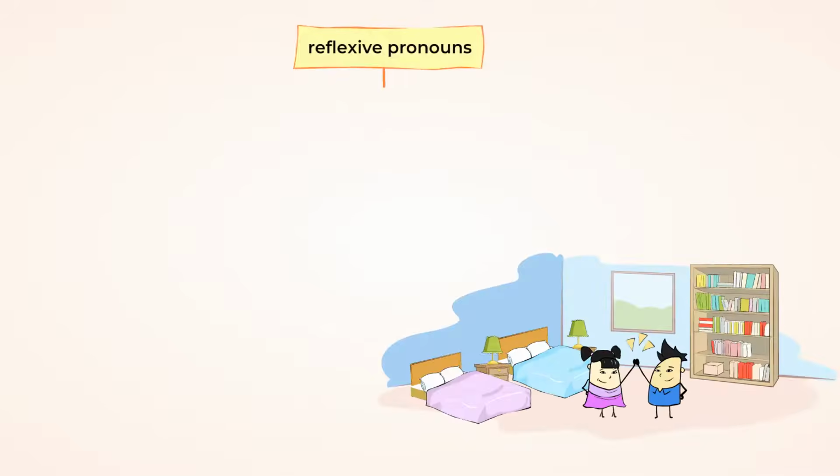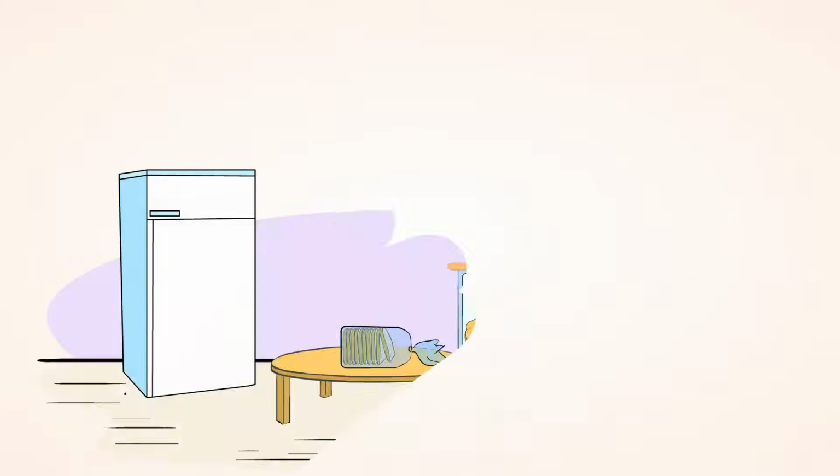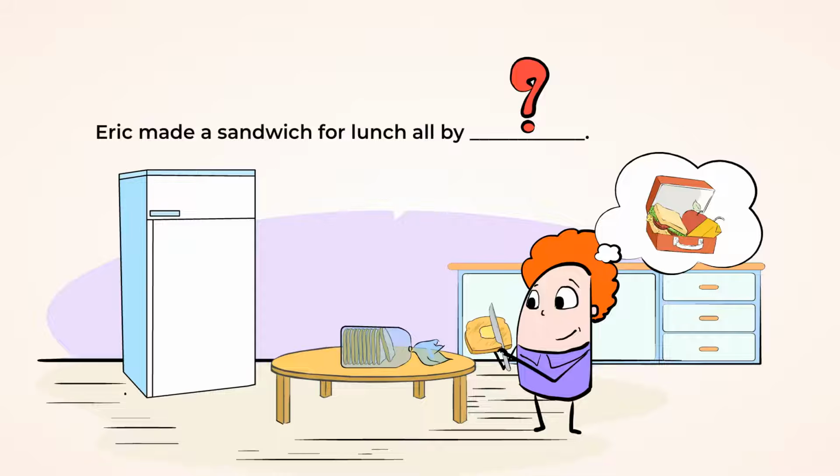We can also use reflexive pronouns to show we can do something without help by using the word by. I wrote this story all by myself. They cleaned their room by themselves. What is the missing word in this sentence? Eric made a sandwich for lunch all by blank. Because Eric was the one who made the sandwich, we should use himself.